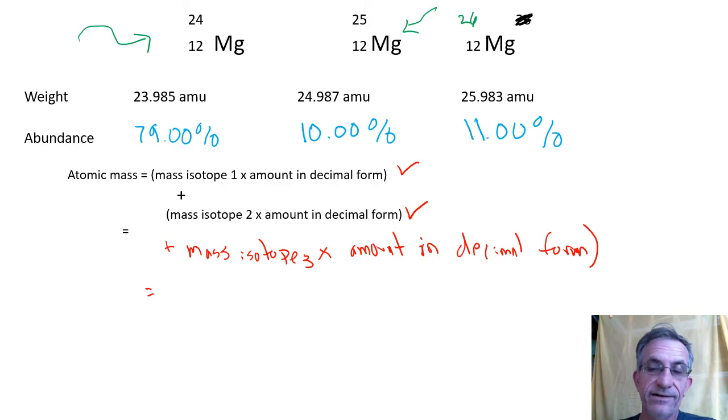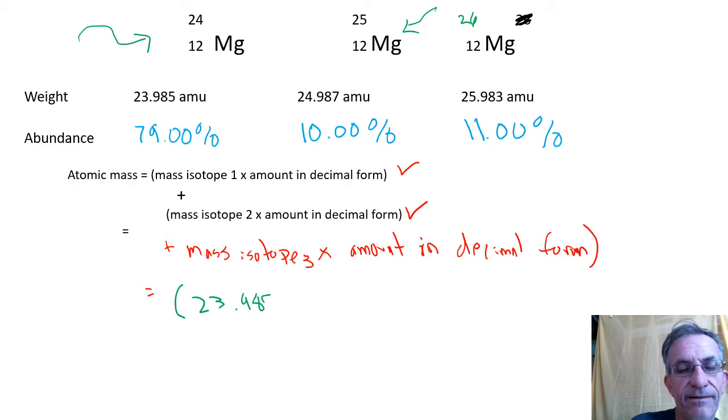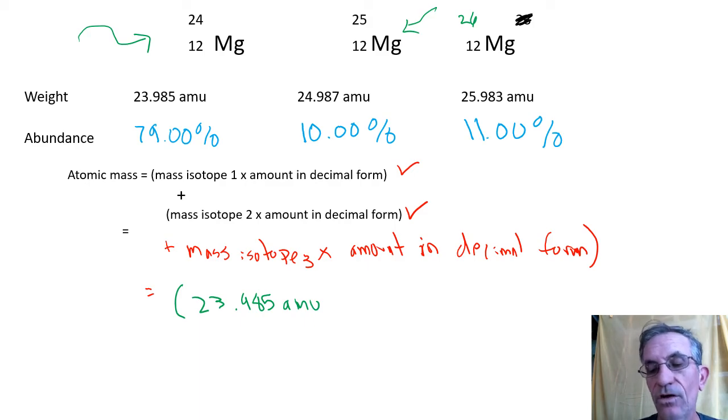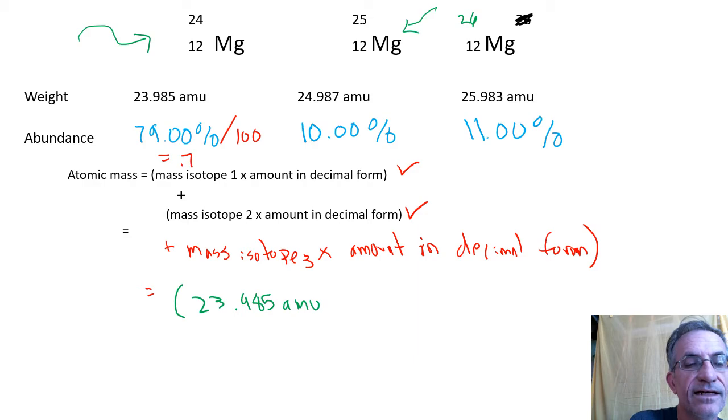All right, so let's go ahead and work it out. Let's just double check you got this figured out. All right, so we're going to take the weight of the first isotope, magnesium-24. It weighs 23.985 AMU. And then we're going to multiply it times its amount as a decimal number. So what is 79% as a decimal number? What should you be using? Okay, so you divide by 100, right? And if you divide by 100, it actually is going to make it 0.79. So we'll be using 0.79 here.